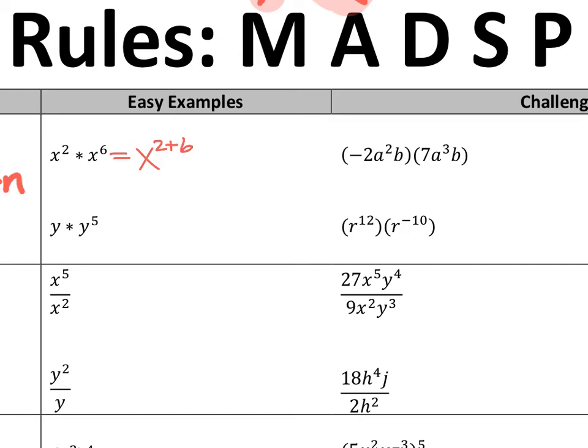I do want to see this step, so go ahead and write this down because this is what your homework should look like. It'll have a problem. I want to see the intermediate step, and then we simplify. 2 plus 6 is 8. So x squared times x to the 6th power is simplified to x to the 8th power. That's it. That's using the product of powers property to simplify this expression.